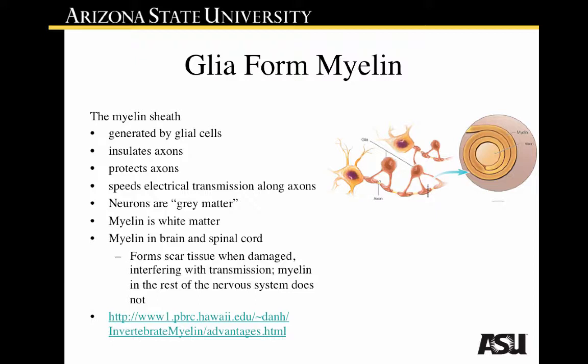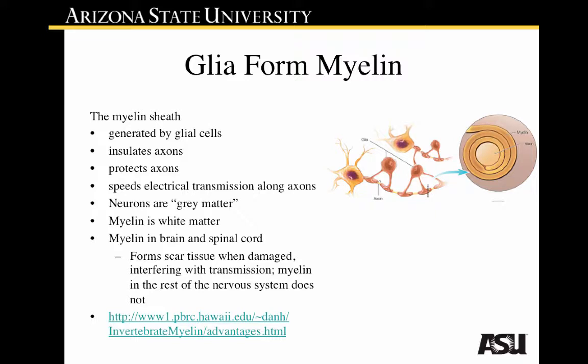The glial cells, in other words, form a myelin sheath. The sheath serves to basically insulate the axons. So you can see those around here, the glial cells of the glial sheath. Here's the axon. And it speeds up the transmission of electrical impulses along the axons.